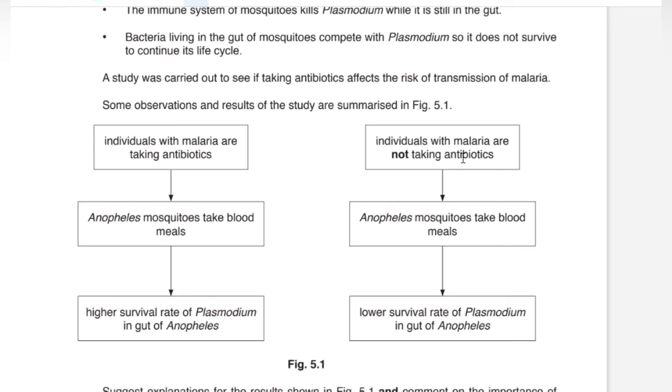Which is also why individuals with malaria who do not take antibiotics matter. These antibiotics would not harm the bacteria of the Anopheles mosquito when an Anopheles mosquito takes a blood meal and has the Plasmodium transferred, and so bacteria in that Anopheles would be surviving. They would compete with Plasmodium, and there would be chances of survival of these bacteria and them surviving to kill the Plasmodium. That leads to a lower survival rate of Plasmodium.